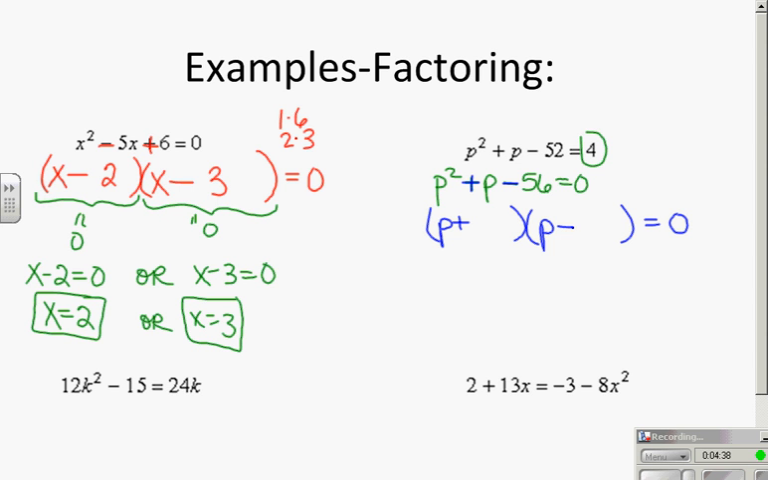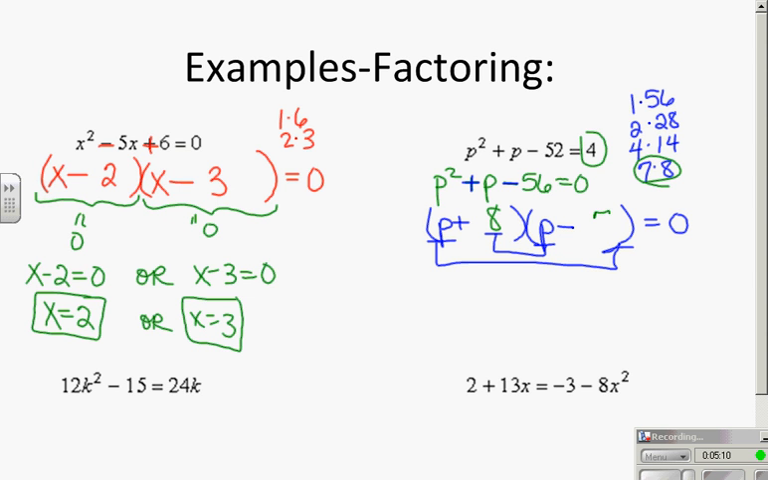And which factors of 56? It's 56, 2 and 28, 3 doesn't go in, 4 goes in 14 times, 5 doesn't go in, 6, 7, and 8. Which of them, when subtracted, give me positive 1? And remember, we're subtracting because of the opposite signs. Easily, we see that I need a positive 8 and a negative 7 to make positive 1.